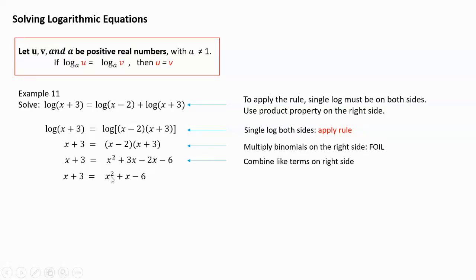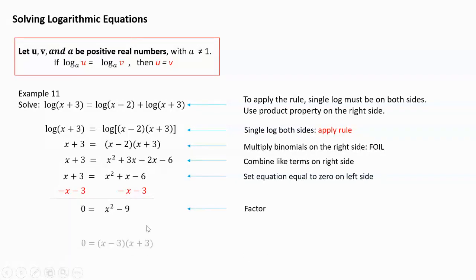Now, since we have a square, like a quadratic, we have to send all these to where the x squared is. So we're going to subtract x and subtract 3 from both sides. On the left side, it's going to give us 0. Then here it's going to give us x squared minus 9. Now we have to factor.